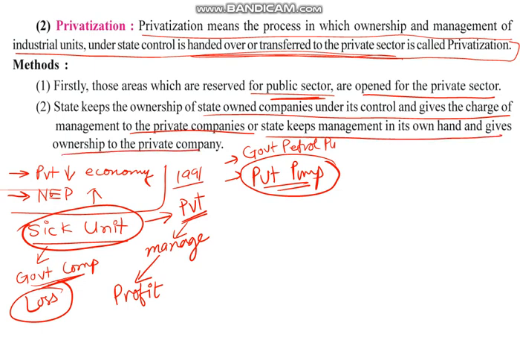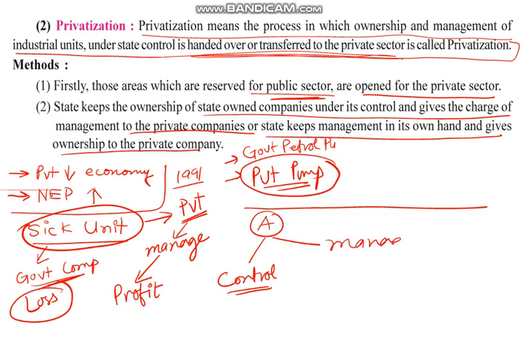Okay, in certain areas, what does government do? Suppose there is a company called A. Then what does the government do? Government keeps control of that in its hand, but the management is given to a private company. Due to this, the company will start making profit, and in exchange government will pay a certain decided amount to the private company for management. So this is one of the methods by which sick units can be converted into profit making units.